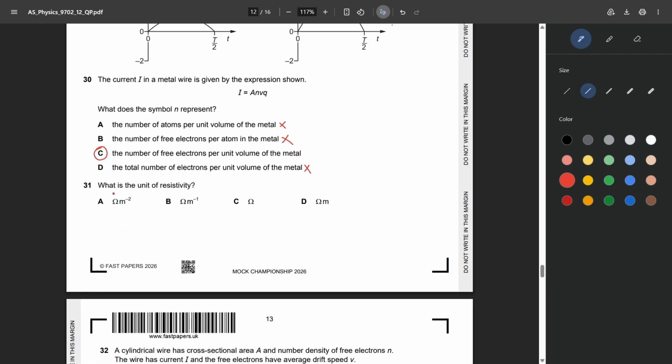Okay, what is the unit of resistivity? We are familiar with the equation R is equal to resistivity rho times L length divided by cross-sectional area A. If we make rho the subject, resistivity will be equal to resistance times area over length. Resistance has a unit of ohm, area has a unit of meter square, length has a unit of meter. So overall we get the unit of rho as ohm times meter, ohm meter, option D.